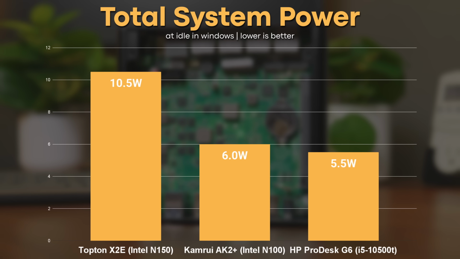But there's a good chance you don't really care all that much about raw performance and you really care about efficiency and total power draw. And here, well, it's not great. When just sitting idle in Windows, the Topton system drew around 10.5 watts. That's almost twice as much as the other two systems.